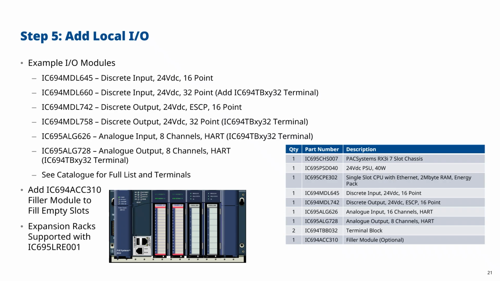So the final bill of materials here is pretty straightforward. You've got your chassis, you've got your power supply and your CPU. In this case, we've got 4 I/O modules along with the standard terminal block, which is the IC694TBB032. So this gives you screw terminals with medium density. And because I've got a spare slot left at the end of the chassis, I've added 1 filler module.